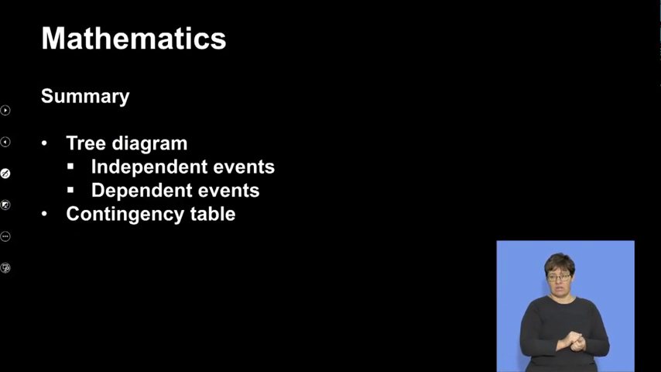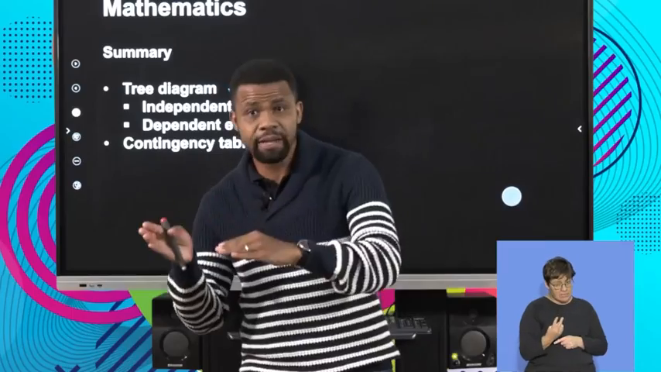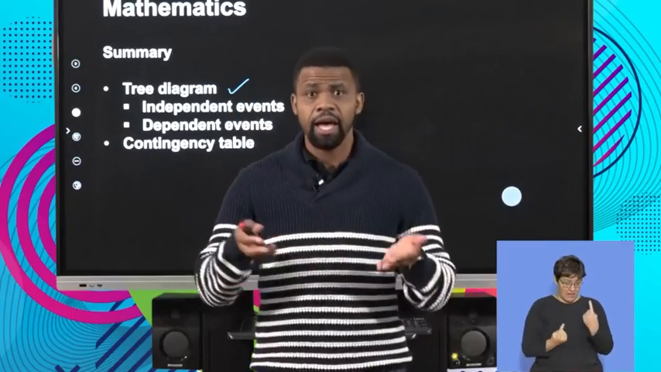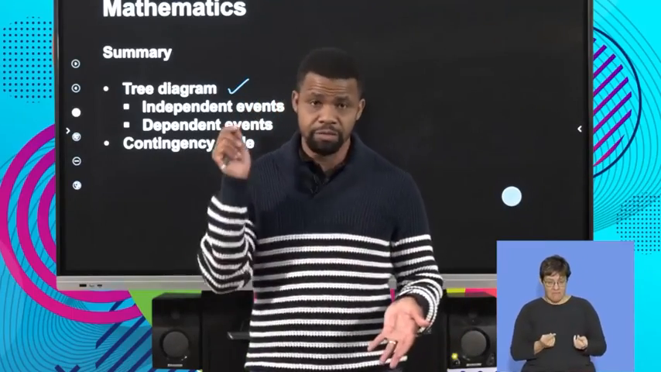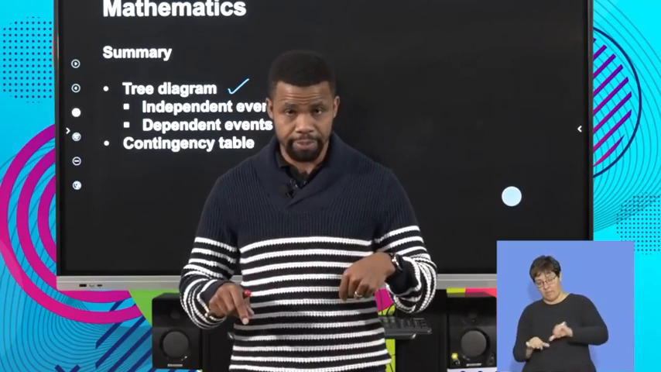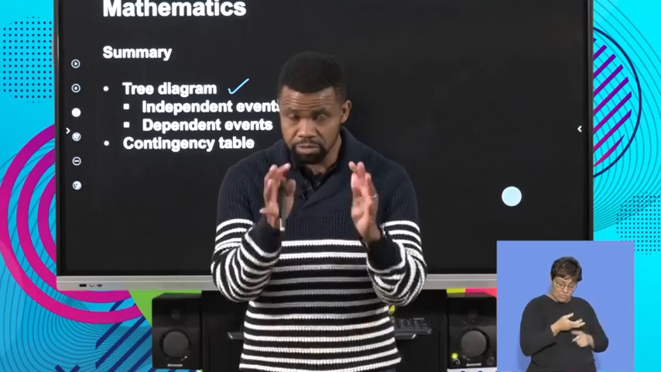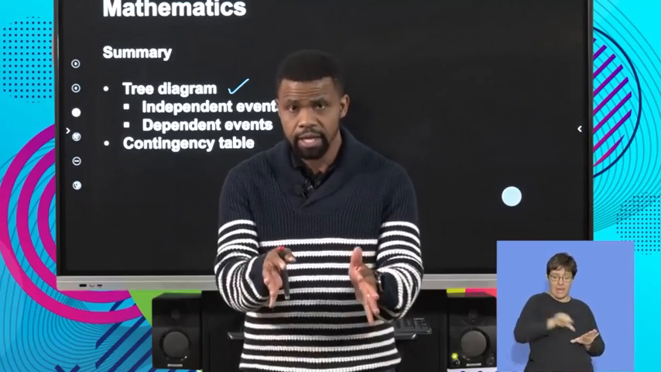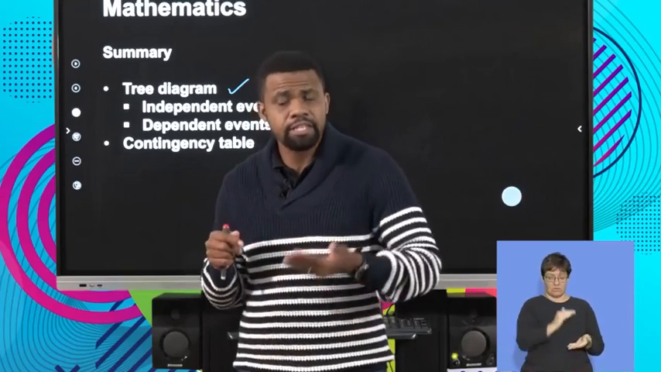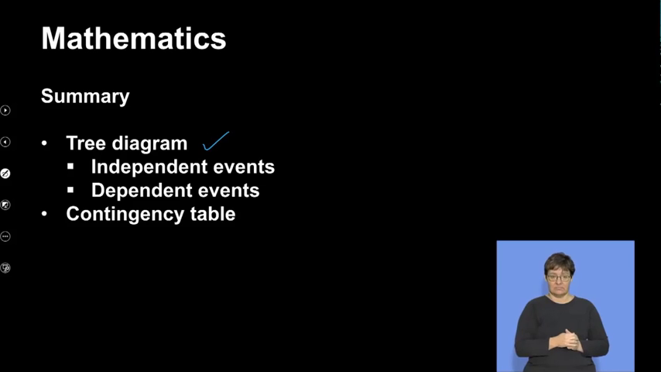So let's look at our summary. We've looked at tree diagrams. Tree diagrams, very important. You have to look at replacement and without replacement. And that will affect your sample space. Are we together? If I replace, if I have 10 balls, we'll still have 10 balls inside. If I don't replace, the size gets reduced. We've looked at independent events and contingency tables.